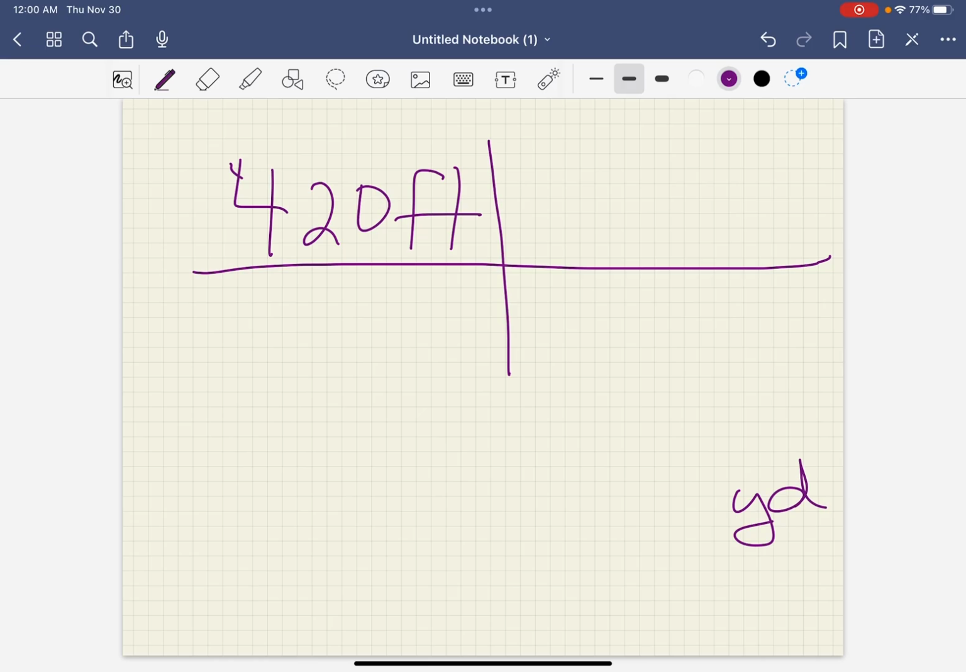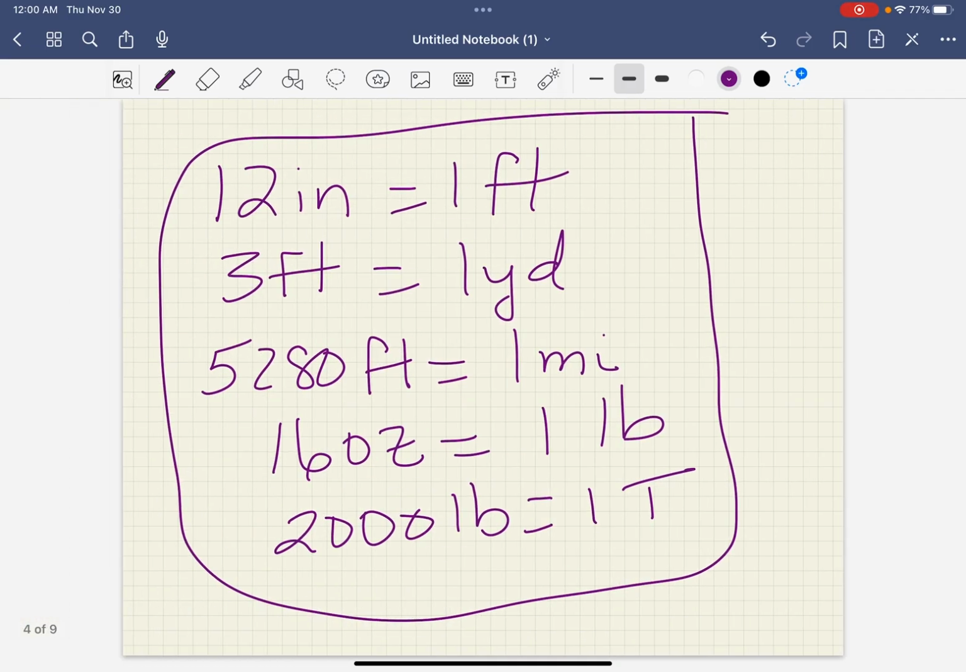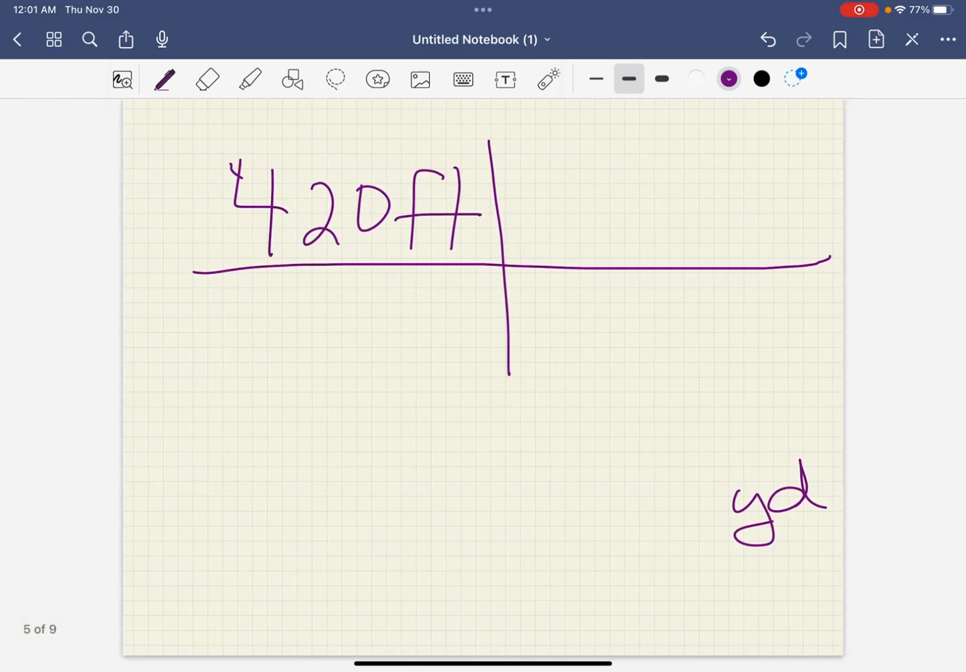So looking back at this, feet and yards, the conversion will be 3 feet in a yard. So if I want feet to cancel, it means I need to have feet down here, don't I? So they'll cross cancel just like we did with those fractions. We're going to yards, so this will be 3 feet and 1 yard.